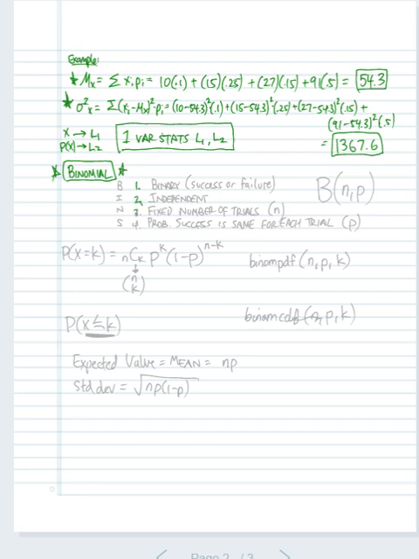And there is a way to remember the four conditions, and that is BINS, B-I-N-S. So let's talk about what each means. B, of course, means binary, which really just means that every trial can be classified as a success or failure. And remember, success does not always mean something awesome happened. Sometimes a success may be a broken light bulb or failing a test or something like that. You define what a success is and what a failure is.